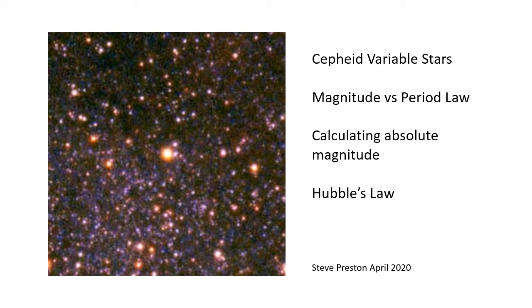But the interesting thing about Delta Cepheid is that its brightness changes over time, and over a reasonable length of time, so over a few days, you can actually observe the changes in Delta Cepheid's brightness. And I'm going to show you some data on that now.